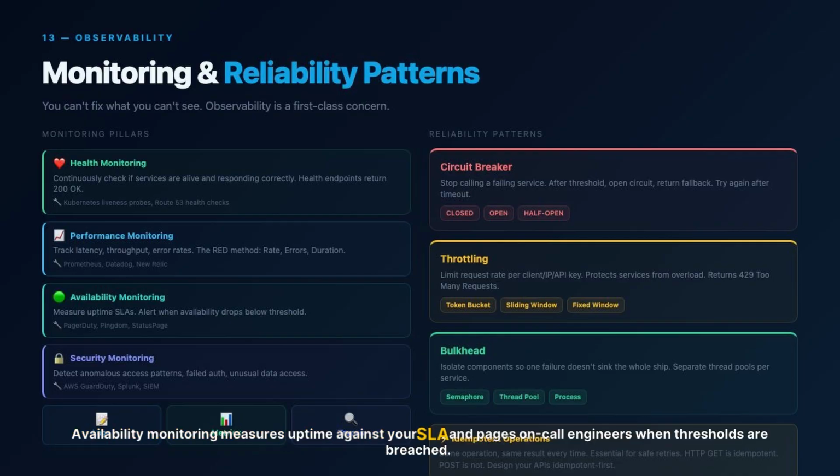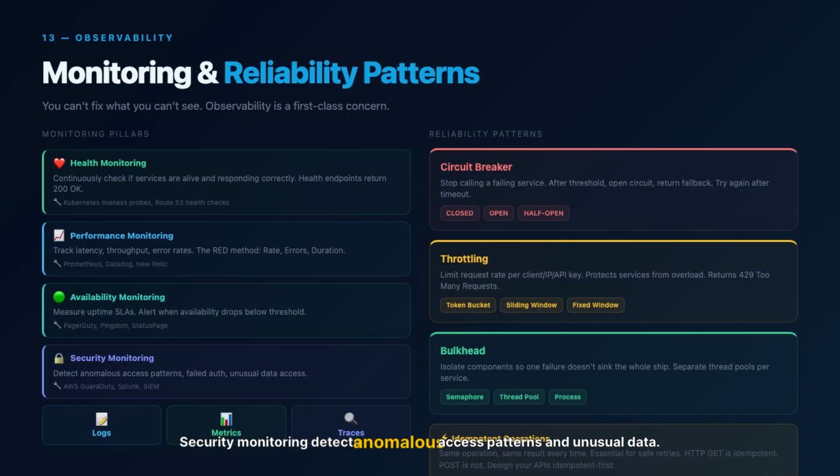Availability monitoring measures uptime against your SLA and pages on-call engineers when thresholds are breached. Security monitoring detects anomalous access patterns and unusual data access using tools like AWS GuardDuty and SIEM platforms. Observability is built on 3 pillars: logs for detailed event records, metrics for aggregated time series data, and distributed traces for following a request across multiple services. 3 reliability patterns every system needs.